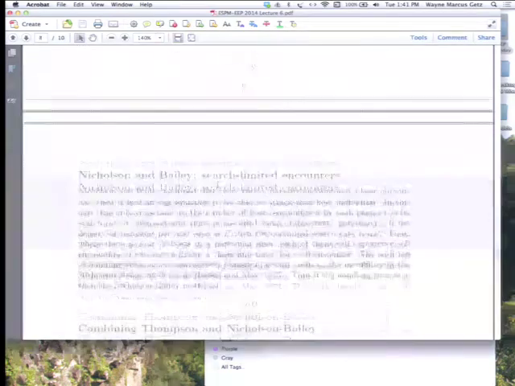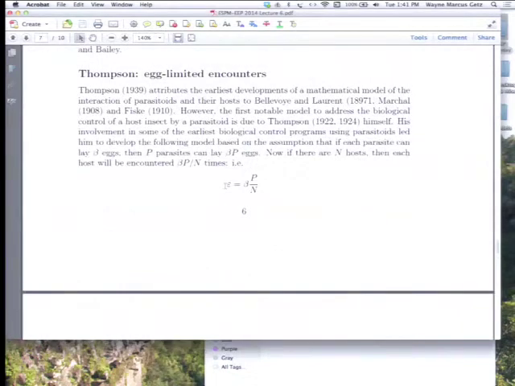Now, there are 2 models for the encounter rate. The first model says that every parasitoid P has a certain number of eggs, let's say beta eggs. So Thompson's model is the egg-limited model. In the egg-limited model, what we say is that if we have P parasitoids, then we have beta times P eggs. And if they're beta times P eggs, then they're beta times P upon N eggs per host.